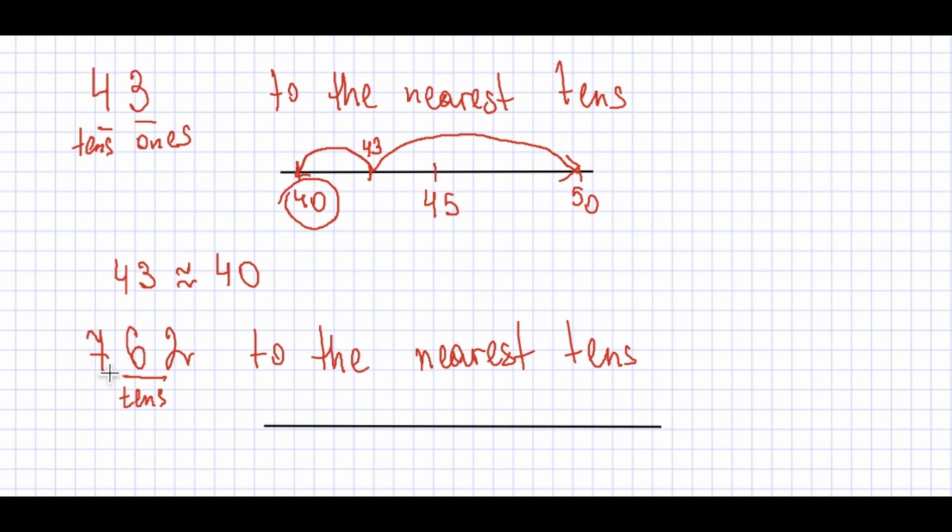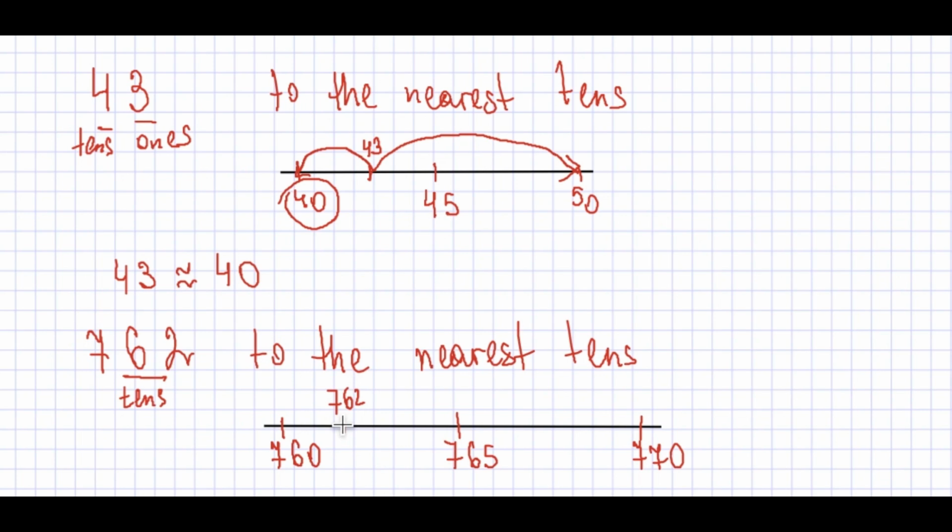But let us not forget about 700. So 762 is between 760 and 770. And again, a number halfway between is 765. From which interval is 762? Yes, it is from the first interval.